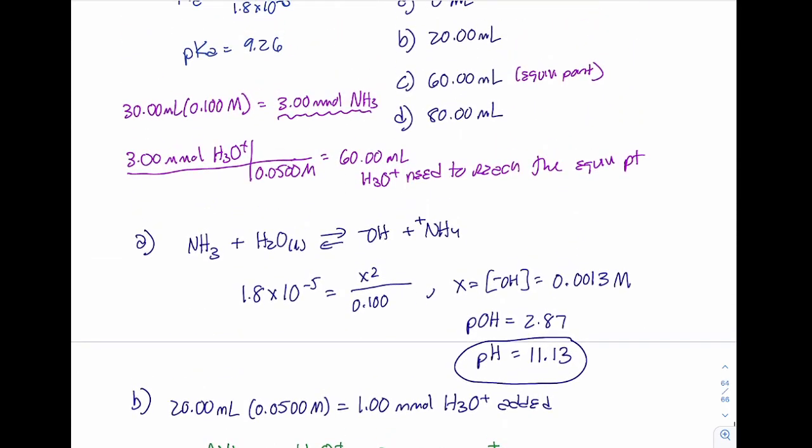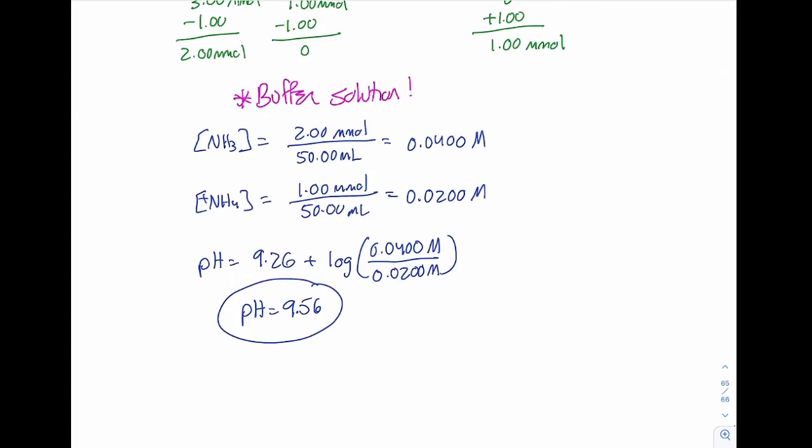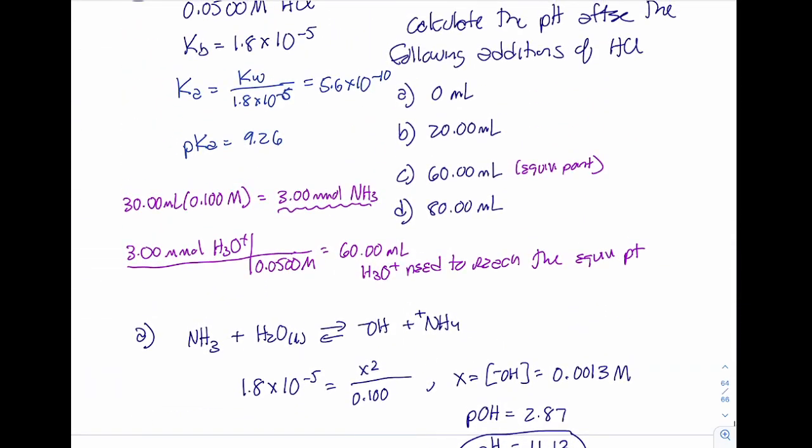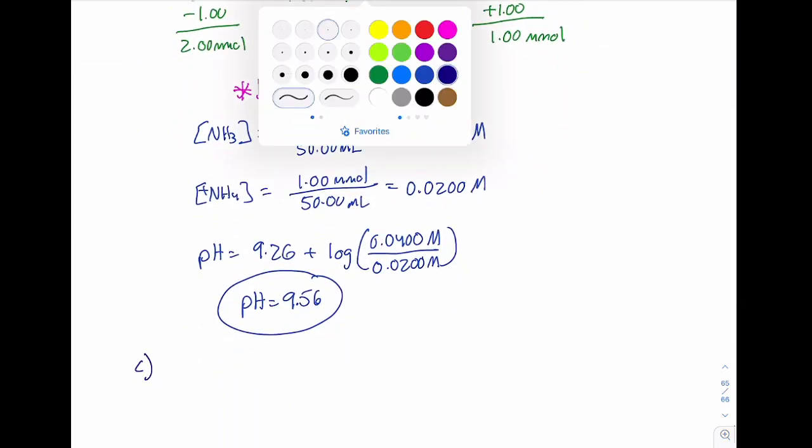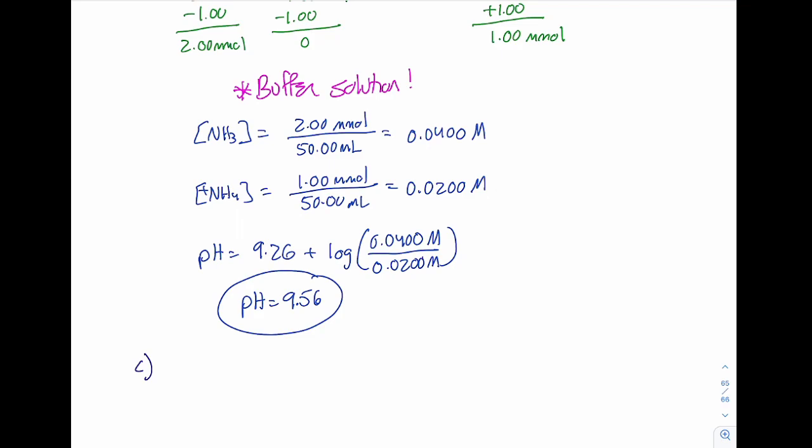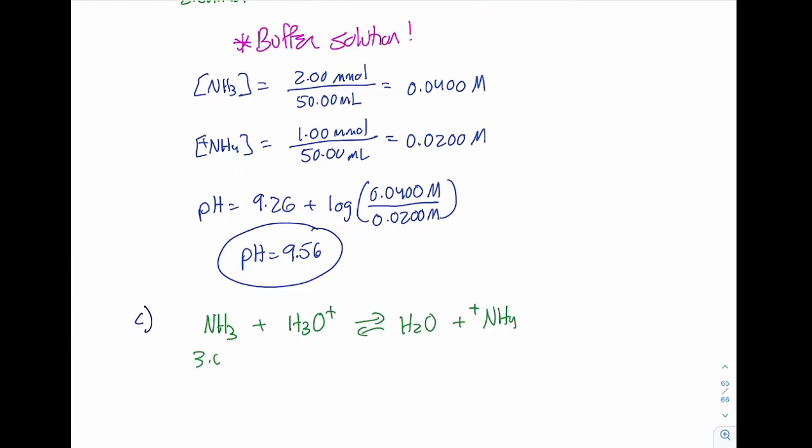Part C, so we have 60 milliliters added. I know that is my equivalence point. We've already calculated the number of millimoles of base. We also know that that's the same number of millimoles of acid that I'm adding. I am going to write that neutralization reaction just so you can see what's going on and how we're saying this is a weak acid solution. So I do have ammonia. It's reacting with my strong acid. I'm producing water and then ammonium ions. And then this was 3 millimoles. At this point, we've added 3 millimoles of my acid.